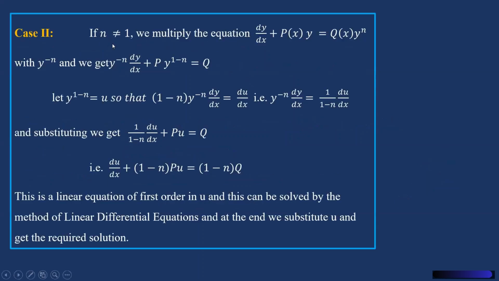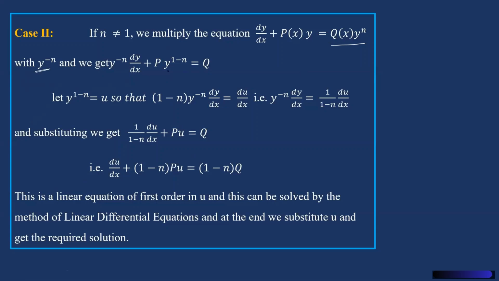In case 2, when n is not equal to 1, the equation becomes like this: q of x into y to the power of n on the right hand side. To reduce this into a linear differential equation, the first step is multiplying all these terms by y to the power of minus n. What's the idea here? We don't want to see this y to the power n on the right hand side. So just to remove that, we multiply all the terms by y to the power of minus n.